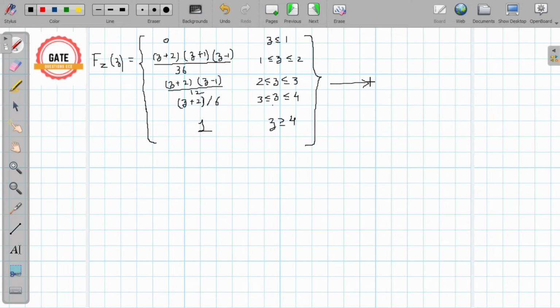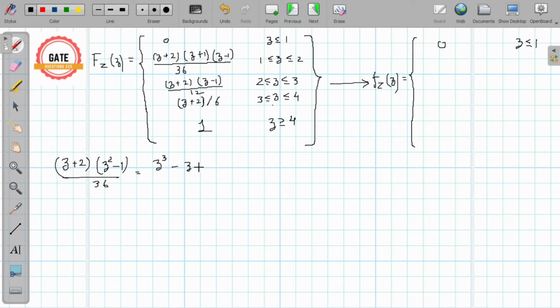So differentiation of this will give us the PDF of z for sample value small z. It will be equal to, so it will be 0 for z less than or equal to 1. To calculate its differentiation, let's write it over here. So it will be (z plus 2) times (z square minus 1) by 36. So that will give us z cube minus z plus 2z square minus 2 by 36.